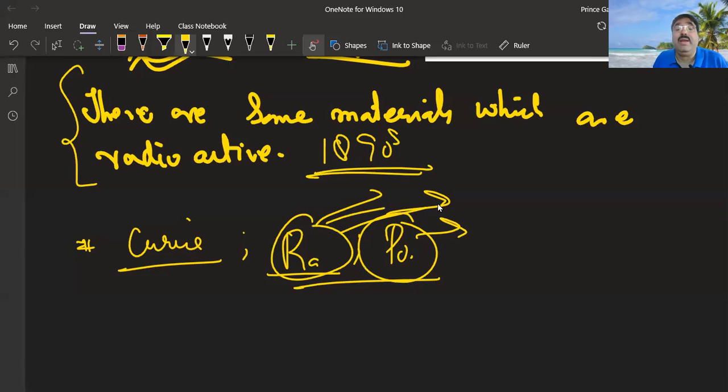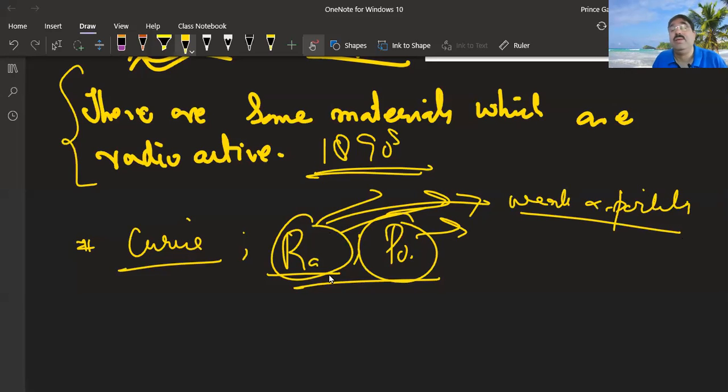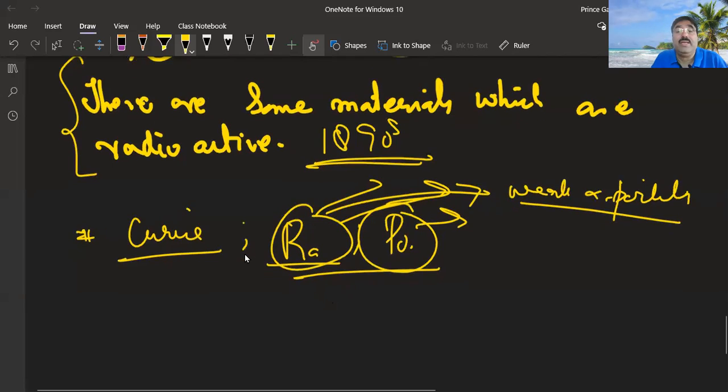Radium was giving weak alpha particles, and Curie was able to extract radium from pitchblende. They also discovered polonium, and then many other radioactive materials were discovered. So this was a very interesting era of research.